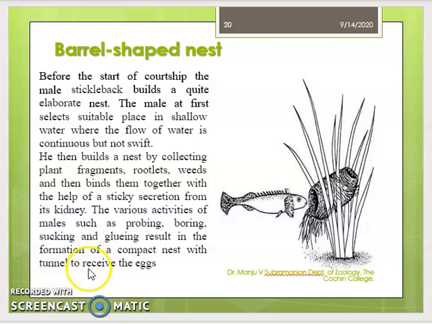So this is all about the different types of nests produced by the fishes as a part of parental care. That's all in this video section, and in the next session we will be discussing the next type of parental care exhibited by these fishes. Thank you.